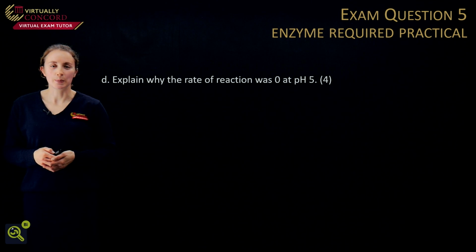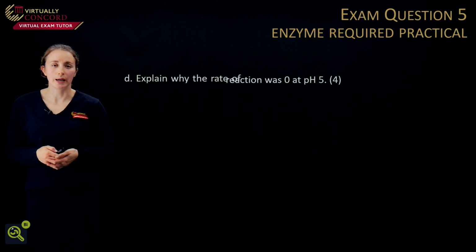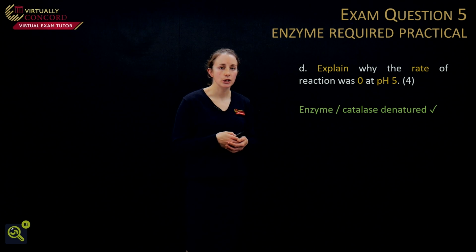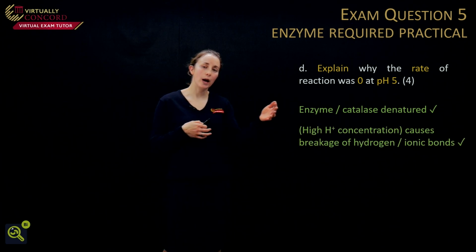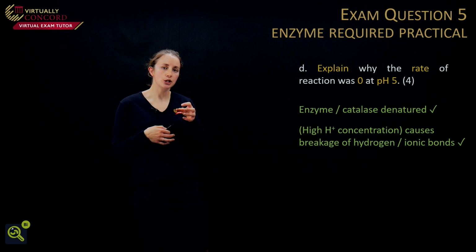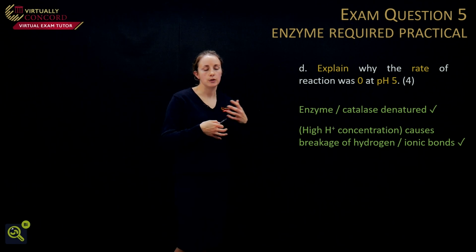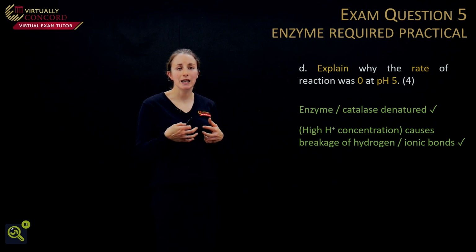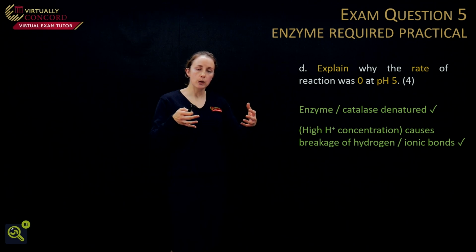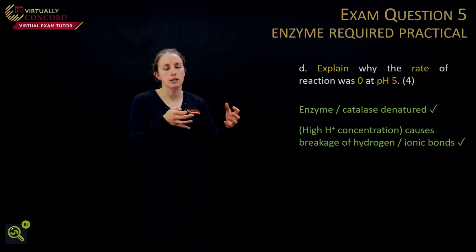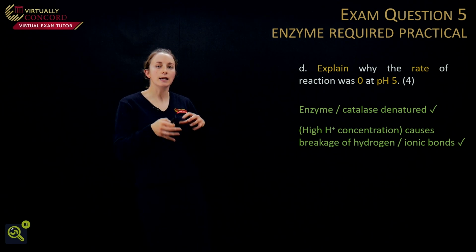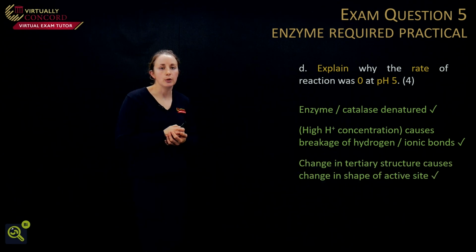Part D asks you to explain why the rate of reaction was 0 at pH 5. And the key thing that's happened here is that our enzyme has denatured, and that's happened because we've gone away from our optimum pH towards a more extreme acidic pH. That means we've got more hydrogen ions floating around, and that's going to interfere particularly with hydrogen bonds and ionic bonds. And if you imagine for an ionic bond, if you've got opposite charges attracted to each other, if you then suddenly got more hydrogen ions interfering, that's going to potentially break those bonds.